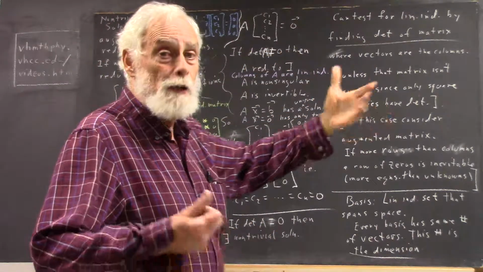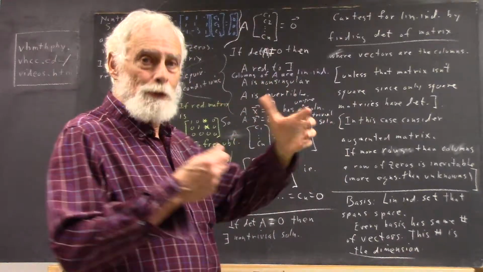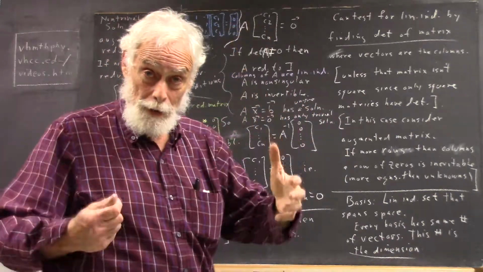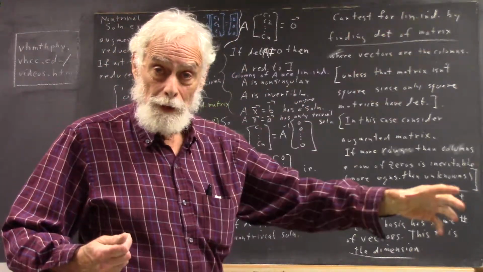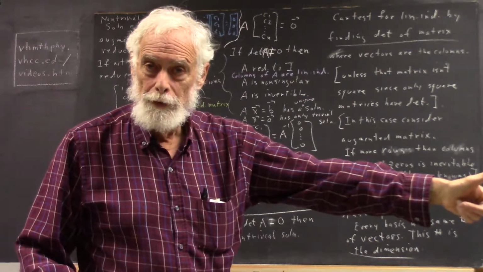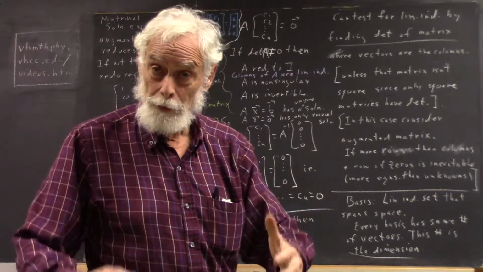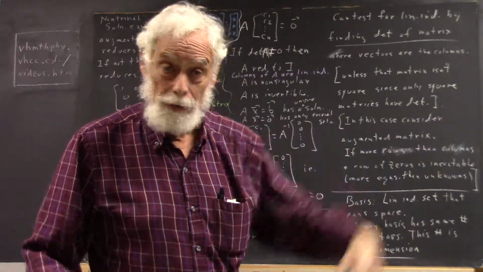Because in the first place, how do we find the inverse of a matrix? We reduce an augmented matrix. We take our matrix, we take the identity matrix, we reduce our matrix to the identity, and what we get over here is the inverse. And if the matrix doesn't reduce to the identity, we're never going to get the inverse.